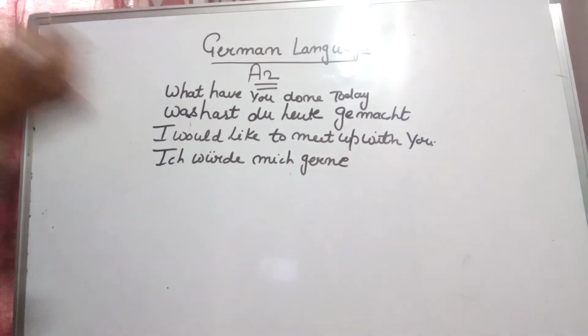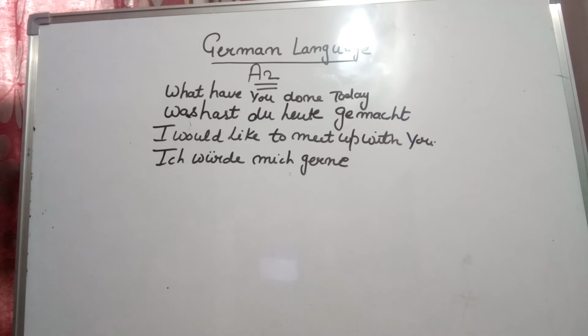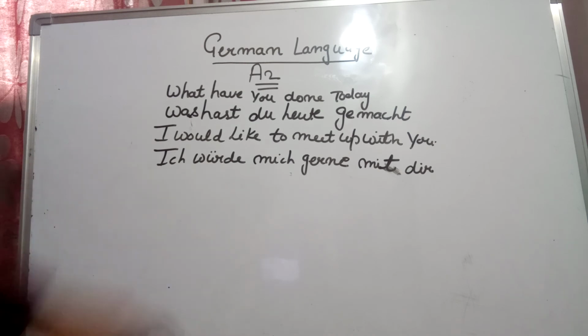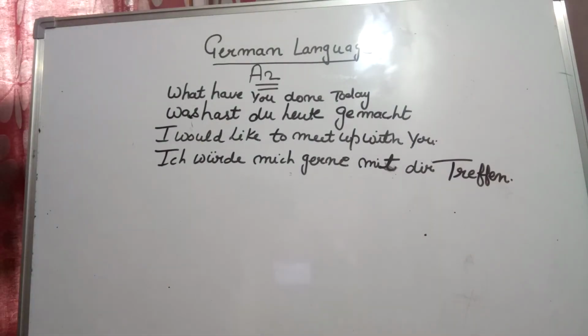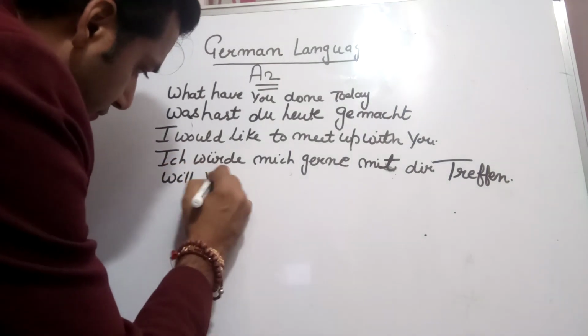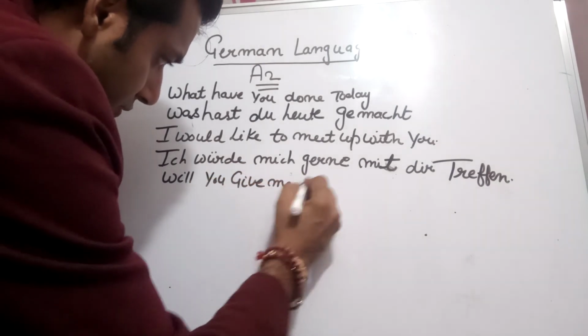If you say, I would like to meet up with you. I would like to. We have done ich würde gerne. I would like to meet up with you. So you tell me now: ich würde mich gerne. Is it clear to you? I would like to meet up with you. Gerne, mit dir treffen. Mit. Okay, so here we have ich würde mich gerne mit dir treffen. That is to meet, full verb. Treffen.